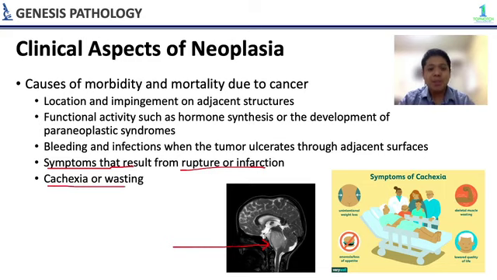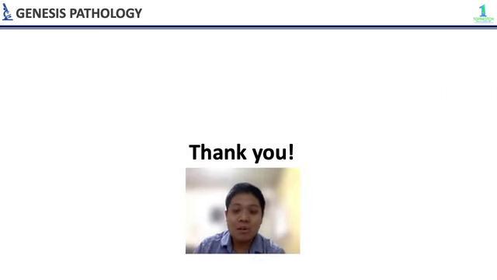So pag napapansin nyo, yung mga cancer patients, pumapayat na sila and everything, it's because of the chronic inflammation from the cancer cells that produce TNF. So nagkakaroon sila ng weight loss, muscle loss, and overall mukha na talaga silang wasted. So that is all for basic pathologies.